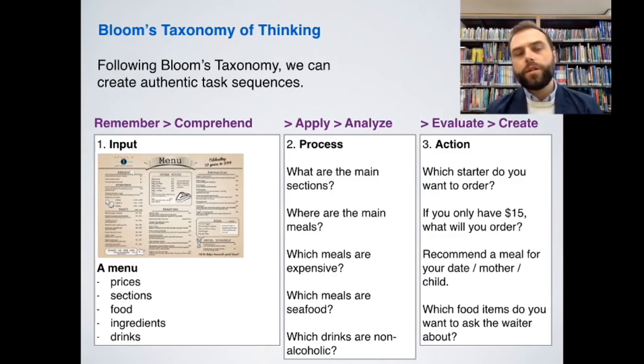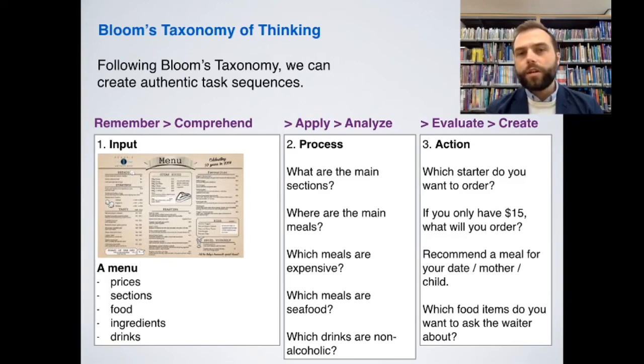Okay, moving on to the next section here, we've got apply and analyze. This is the processing. So here you're processing the menu in more detail. So here are some example questions. What are the main sections of the menu? Where are the main meals? Which meals are expensive? Which meals have seafood? Which drinks are non-alcoholic? So here you're analyzing the menu and applying ideas that you have to the menu.